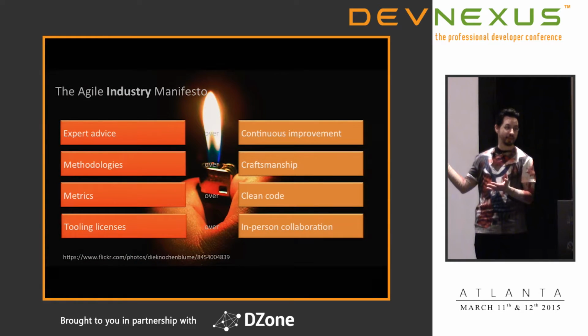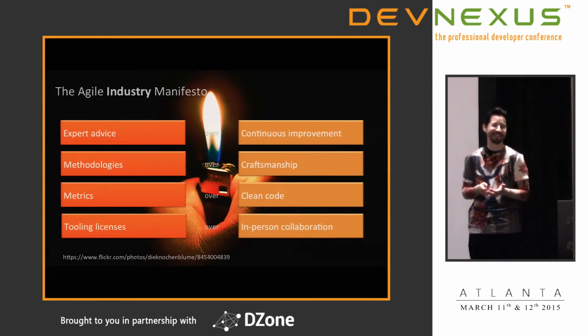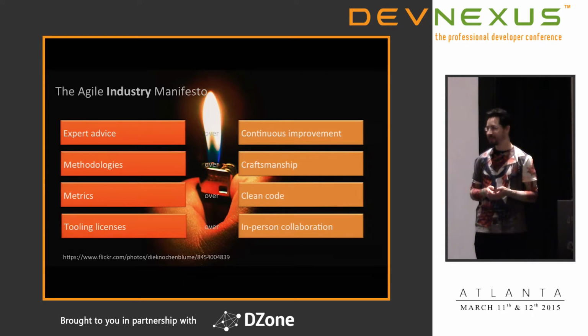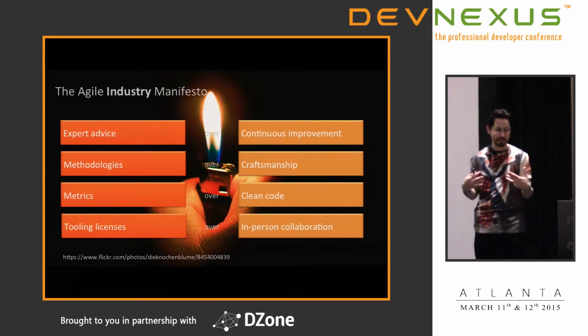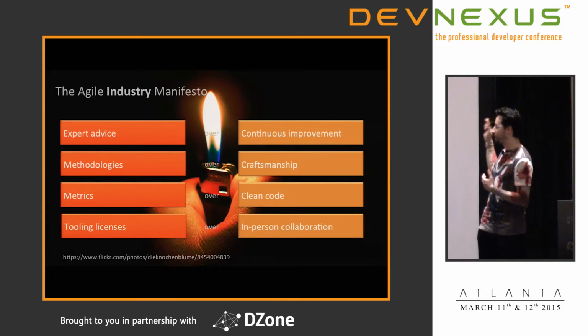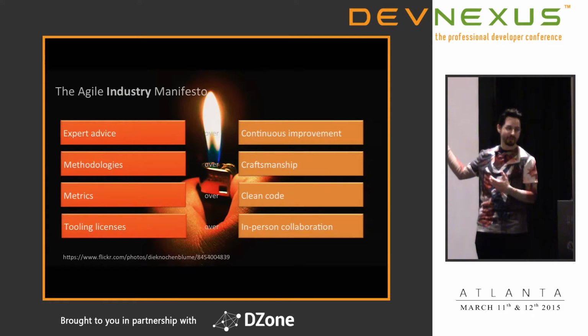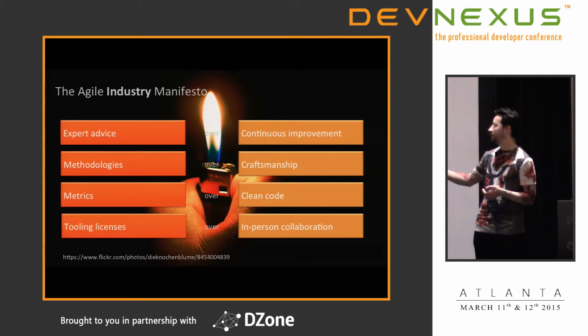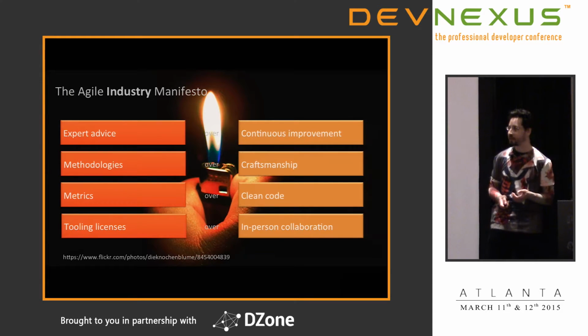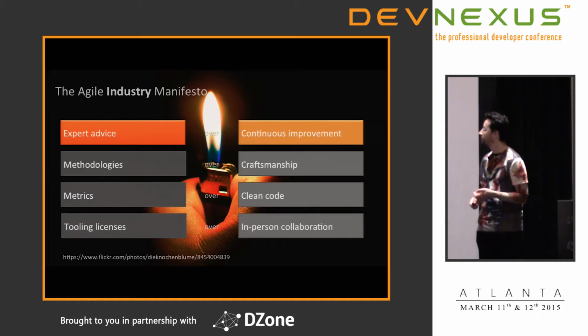So I got a new one, the Agile Industry Manifesto. In my opinion, Agile software went from being this grassroots effort of doing what makes our teams effective and what works, into this overarching, we're going to make money on you, and we're going to create industries around this. And it has helped to support wider rollouts, but at the same time, you get expert advice, you get methodologies popping up left and right, lots of metrics and tooling licenses. All right, let's focus on the first one, expert advice.